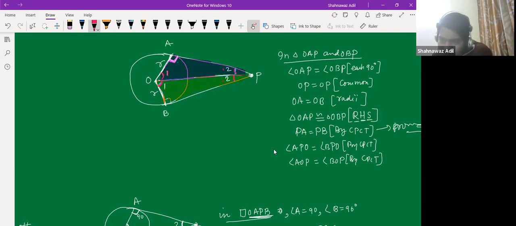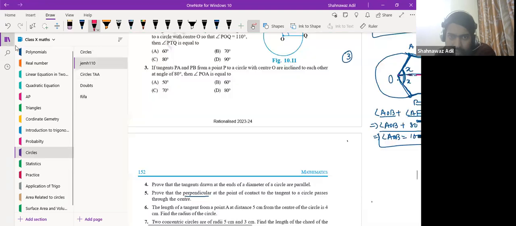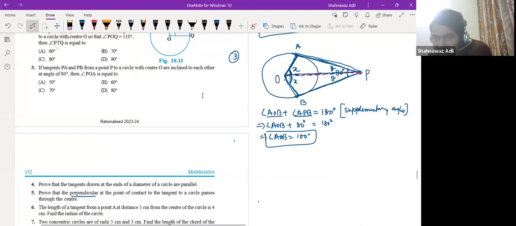And that we have proven here. Not because of supplementary, but because these two triangles were congruent, right? So then we got these equal angles. This one, this one, this one, this one. So whatever this whole angle is, that would be equally divided by this angle. Is it clear now?